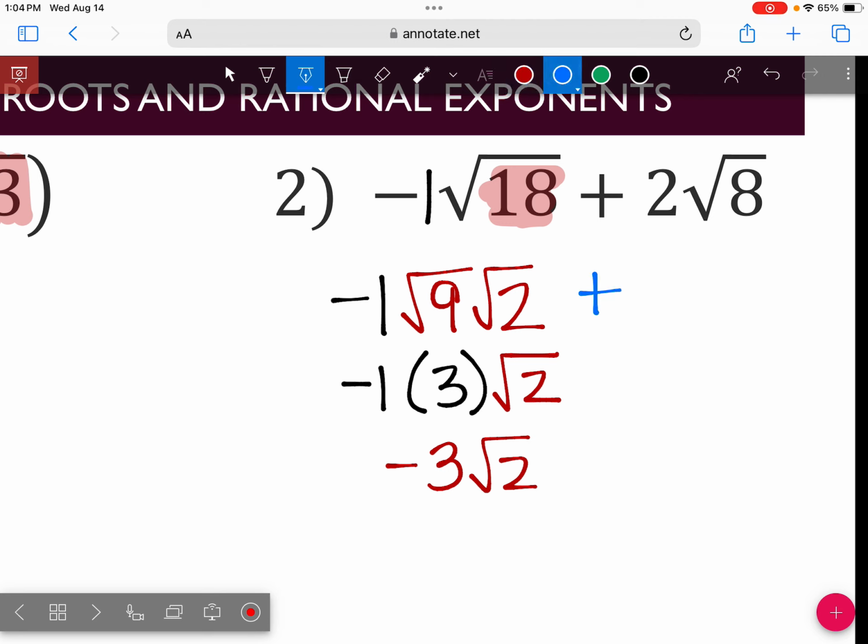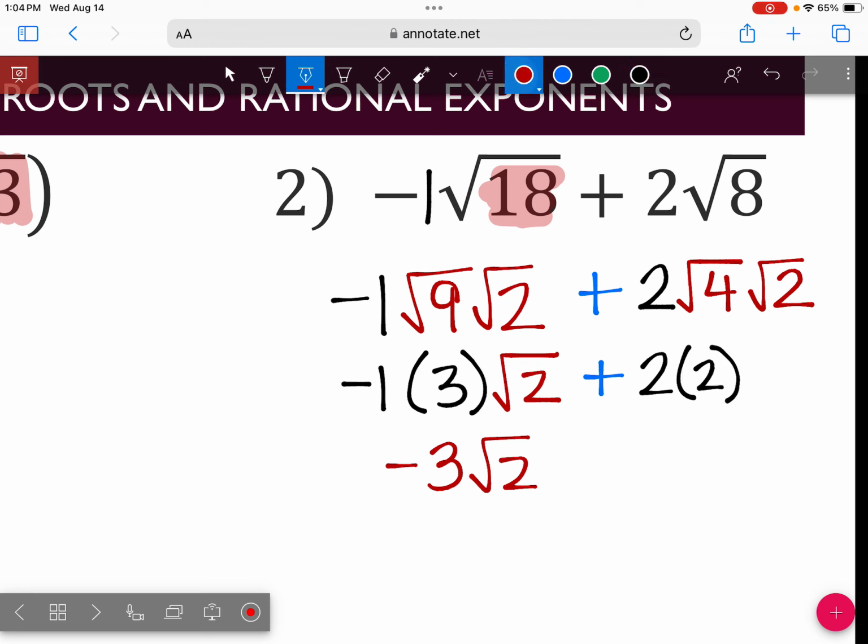So now we're going to do the same thing. We're going to leave that 2 alone. But look at the front. Which one of those perfect squares can go into 8? 4. 4 times what? So 4 times 2. So I'm going to bring this down. So that would be a 2 times 2, square root of 2. And then 2 times 2 is 4. And you have a 4 square root of 2.